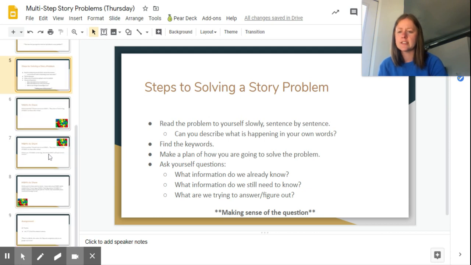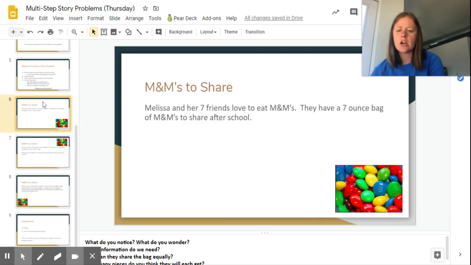And so last time for our lesson, we did a problem on Spider-Man. So this time we're going to do a different type of problem, and it'll be over a couple slides. So it'll kind of look a lot similar to the one on Tuesday if you did that one. So M&Ms to share. So it says Melissa and her 7 friends love to eat M&Ms. So think about a group of girls love to eat M&Ms. They have a 7-ounce bag of M&Ms to share after school. Okay, so they love M&Ms. They want to eat them.